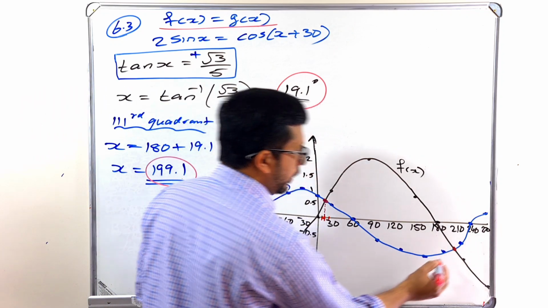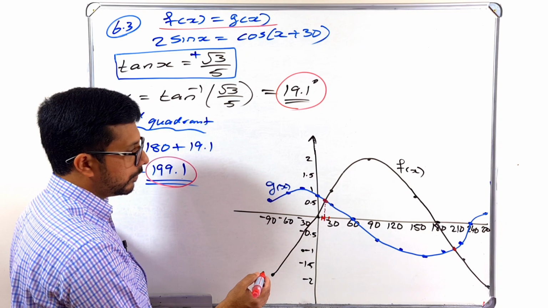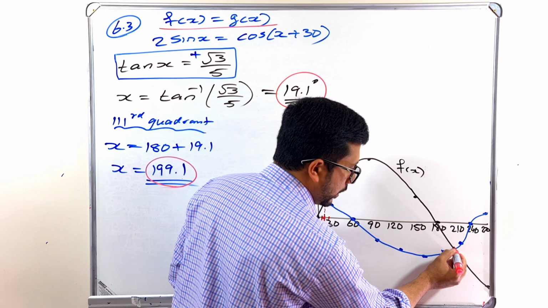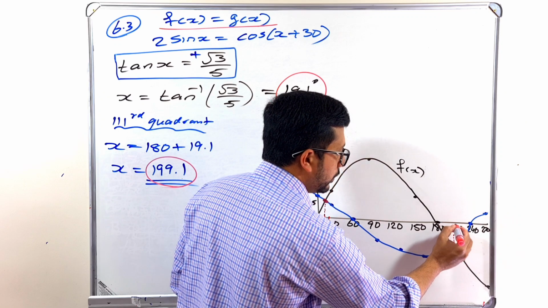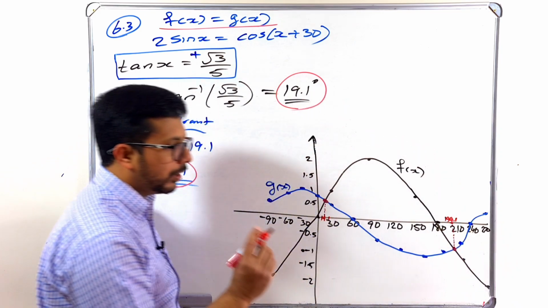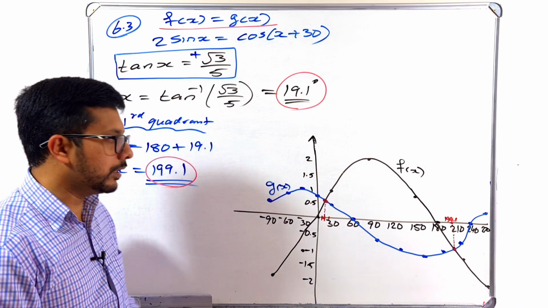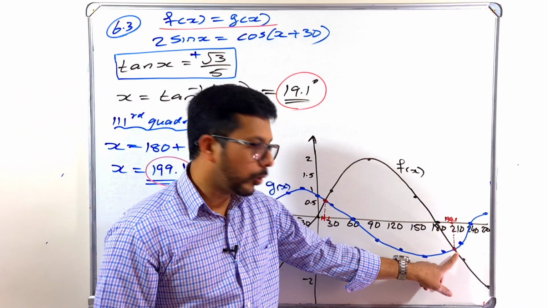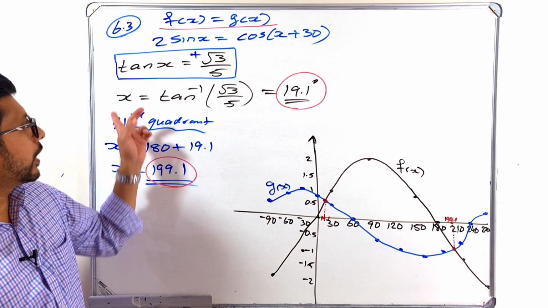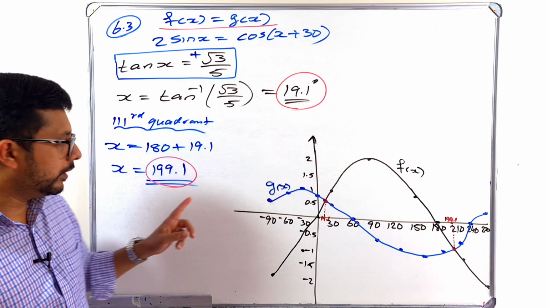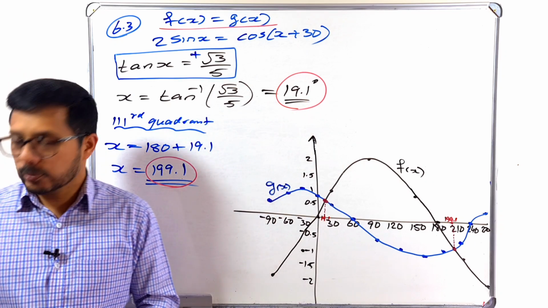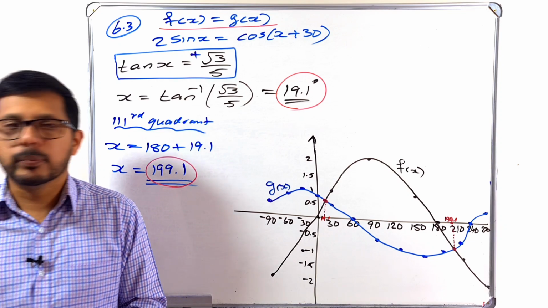This one. At this point, the x value is 199.1, between 180 and 210. That is 199.1, this point's x value. Okay, so our answer is correct. So what are our answers? 19.1 and 199.1. Okay, so that is question number 6.3. Now let's move to question number 6.4.